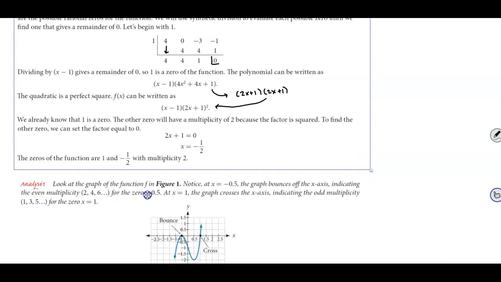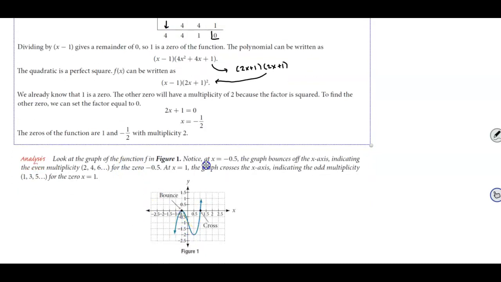Now if we look at the graph of the function in this figure, notice that at x equals -0.5, the graph bounces off the axis, indicating that there's an even multiplicity for the 0, -0.5. And at x equals 1, the graph crosses the x-axis, indicating the odd multiplicity for the 0, x equals 1.